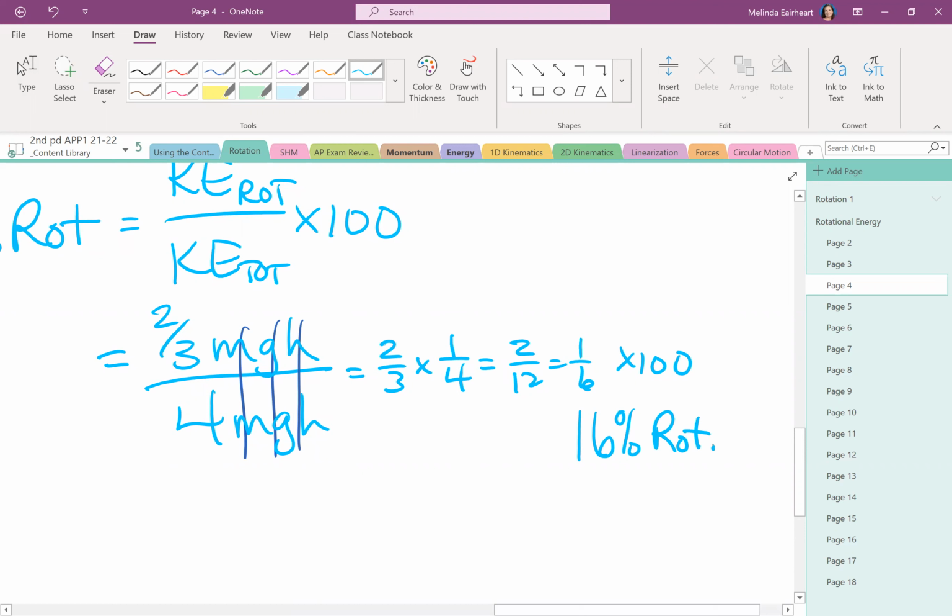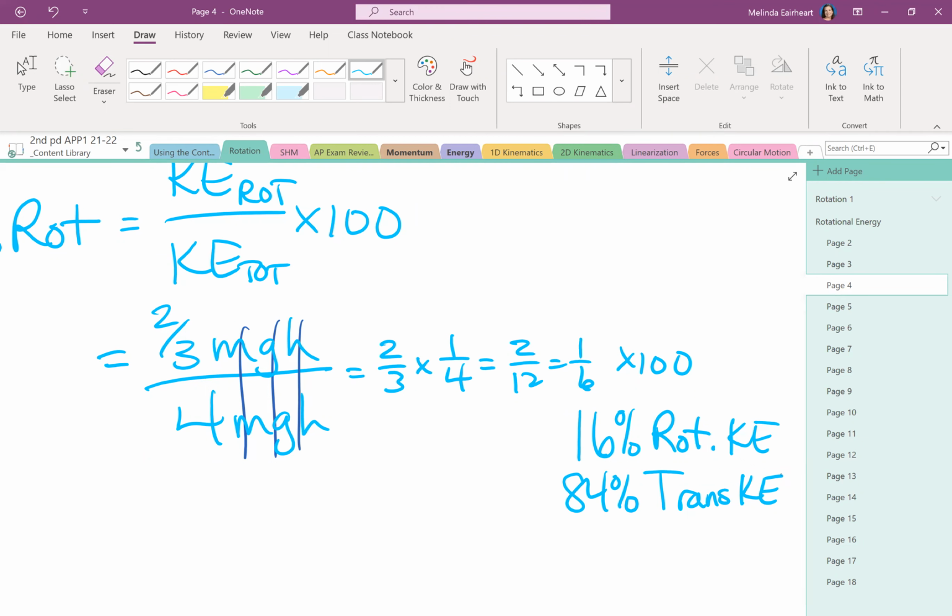It all started with 100% potential. Where does the other 84% go? Translational kinetic. Both of them are kinetic. There you go. Now, if you change some of the masses, especially M2, if your hanging mass changes, for sure you're going to have different values, right? It's the one driving it all. And so a little percentage breakdown.